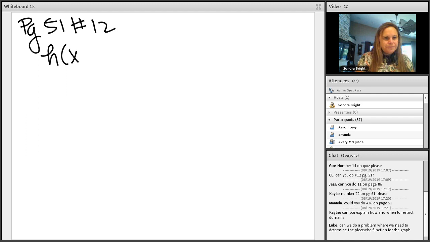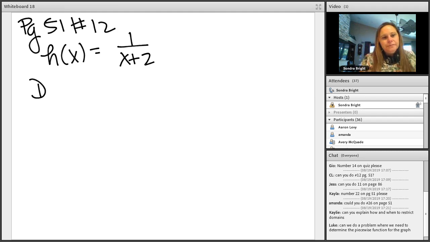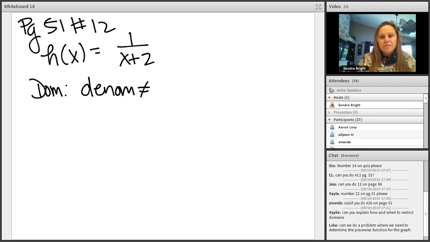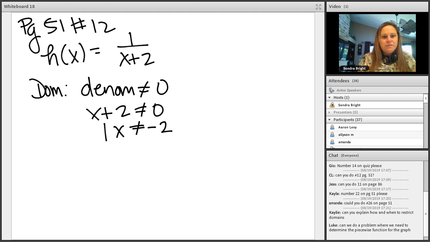Domain and range. Okay, so start with domain. You've got a variable in the denominator, so you need to set the denominator not equal to 0. And so x plus 2 cannot equal 0, and so x cannot equal -2. There's what I would say the domain.